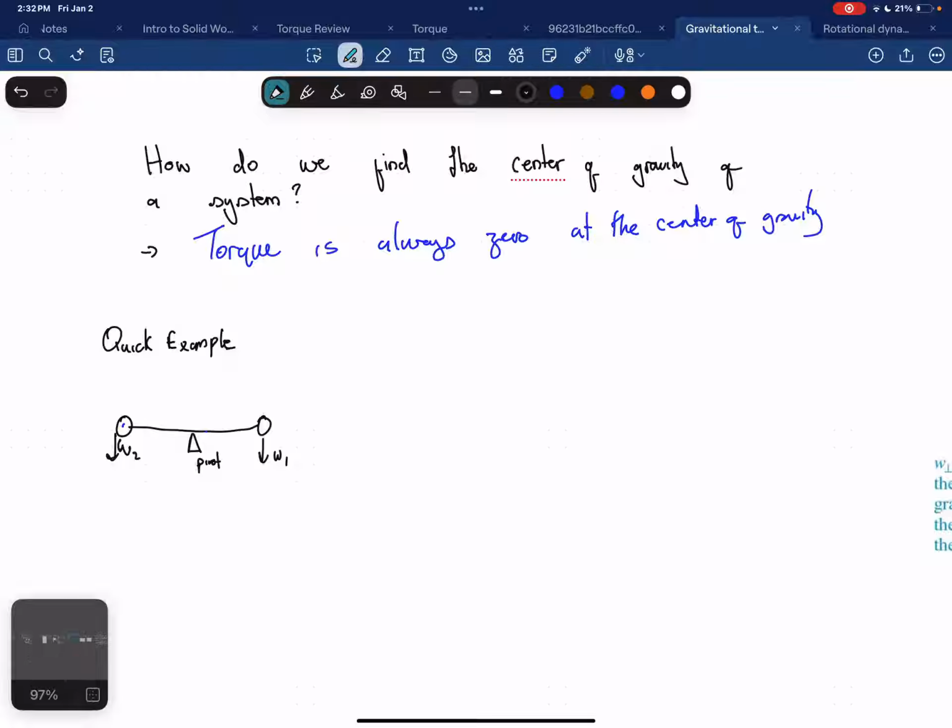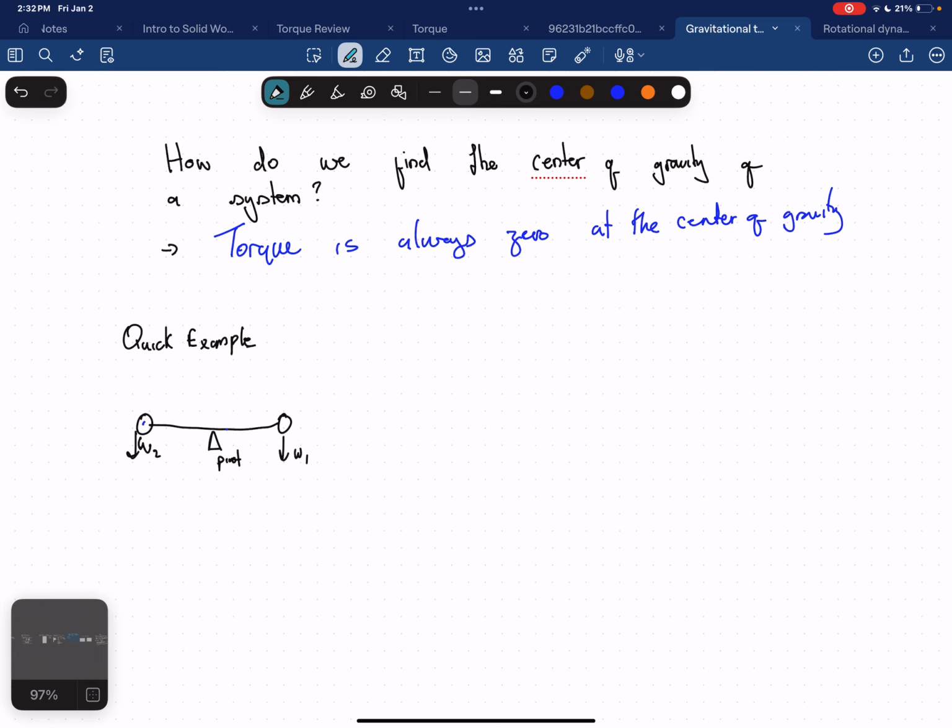So now, how do we find that particular coordinate point? Well, we know this fact that we just mentioned a few seconds ago. The torque is 0 at the center of gravity. So my first step will be getting the net torque of the system. Torque 1 plus torque 2.